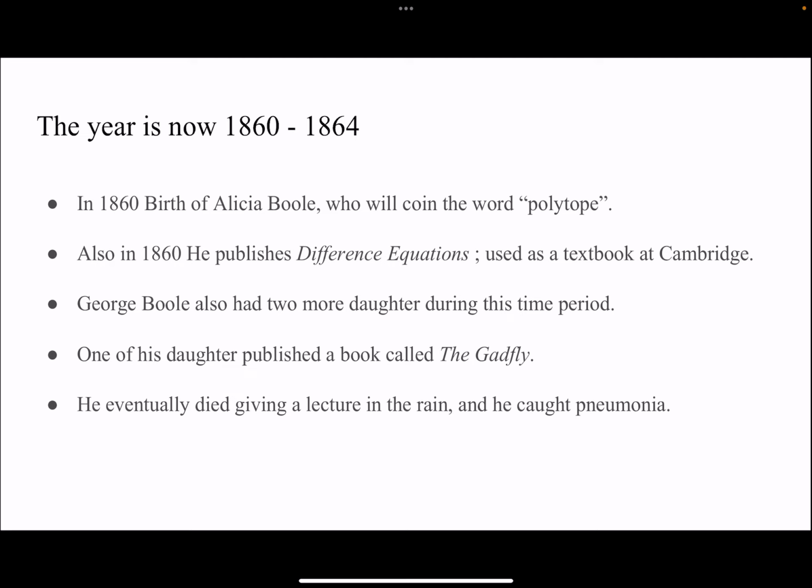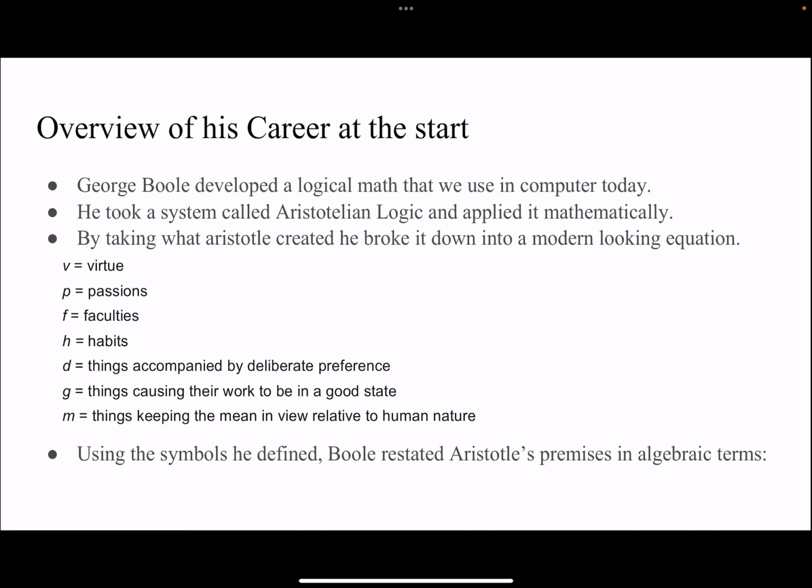Now, in 1860 to 1864, he had one of his daughters, Alicia Boole, who would coin the word polytope. Not sure what a polytope is, but that's what she did. Also in 1860, he published Differential Equations, used as a textbook at Cambridge. George Boole also had two more daughters during this time period. One of his daughters published a book called The Gadfly, which was very popular in Russia. He eventually died after giving a lecture in the rain and catching pneumonia, a very common disease during this time period.